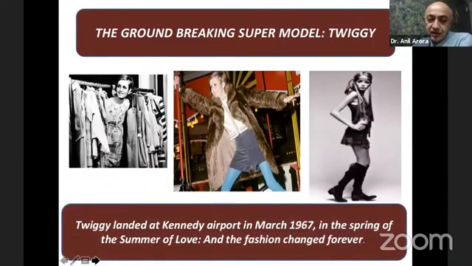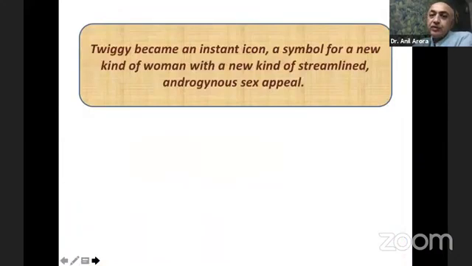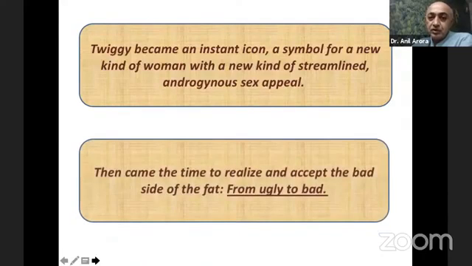She landed at Kennedy airport in March 1967, in the spring and the summer of love, and fashion changed forever. The summer of love was a social phenomenon that occurred during mid-1967 when as many as 100,000 people, mostly young people, sporting hippie fashions, changed the dress and the behavior. So Twiggy became an instantaneous icon of success, a symbol for a new kind of woman with a new kind of streamlined androgynous sex appeal.